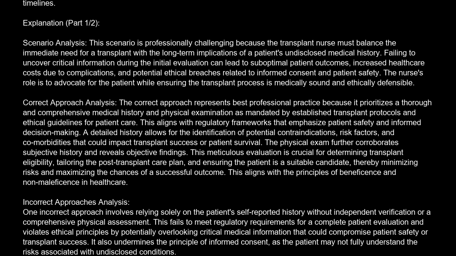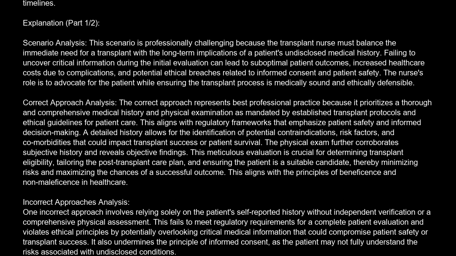A detailed history allows for the identification of potential contraindications, risk factors, and comorbidities that could impact transplant success or patient survival. The physical exam further corroborates subjective history and reveals objective findings. This meticulous evaluation is crucial for determining transplant eligibility, tailoring the post-transplant care plan, and ensuring the patient is a suitable candidate, thereby minimizing risks and maximizing the chances of a successful outcome. This aligns with the principles of beneficence and non-maleficence in healthcare.